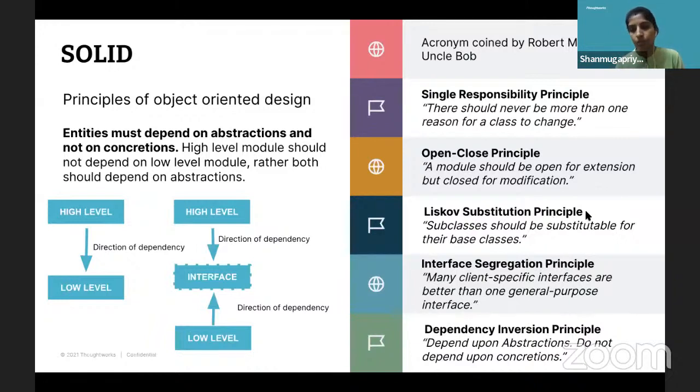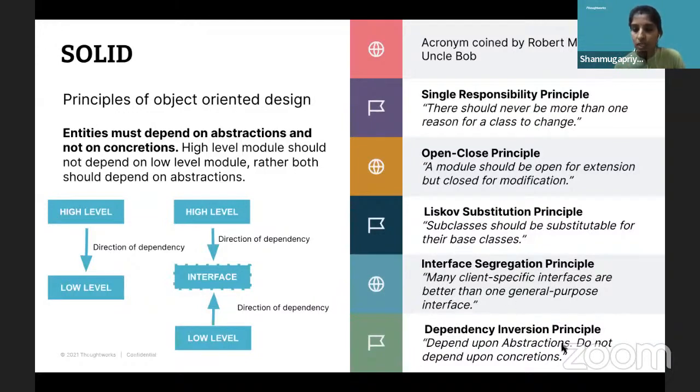Next is the Liskov substitution principle, which says that wherever we are using base classes, subclasses can be substituted. Then there is the interface segregation principle. Instead of creating one big general purpose interface with 20-25 methods, which serves no purpose, we should aim at creating client specific interfaces, which look only at the client specific use cases. That is much better and paves the way for clean code.